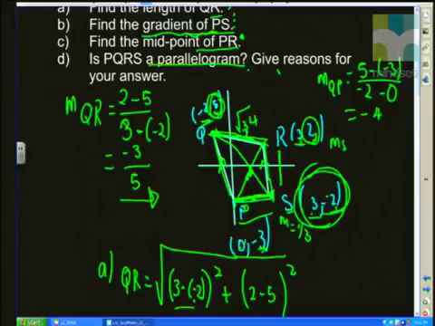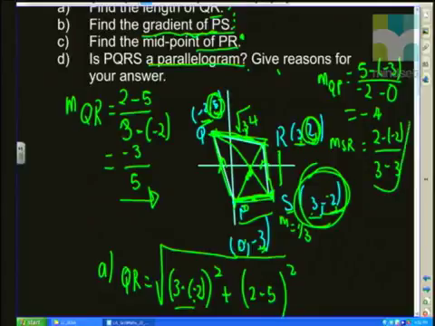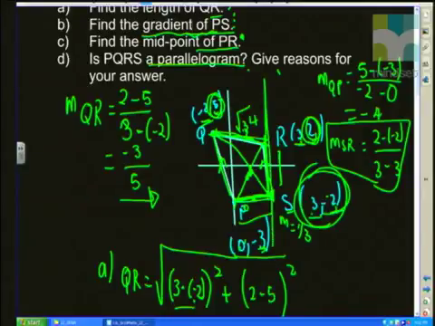So to work out the gradient of SR, I say 2 minus 2 all over 3 minus 3. And over here, this was an example of something we spoke about earlier on, because points R and S are on the exact same vertical line. So obviously this is just a vertical line going straight through the x-axis.